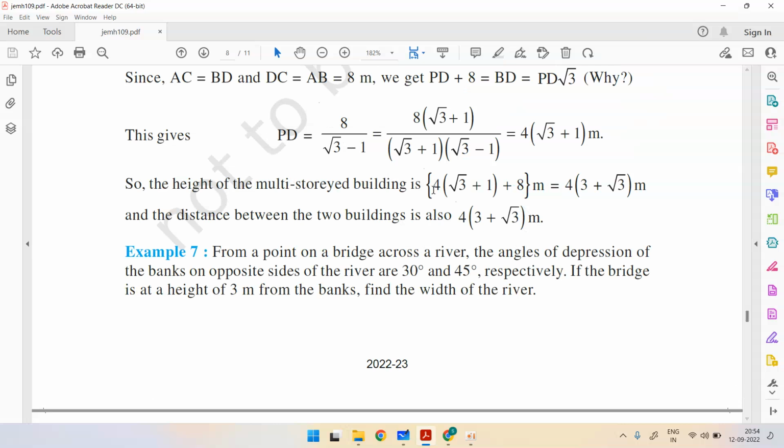And if they also did the same thing, they have taken PD, the height of the multi-story building, and they have added 8. This will only result in one and the same thing.